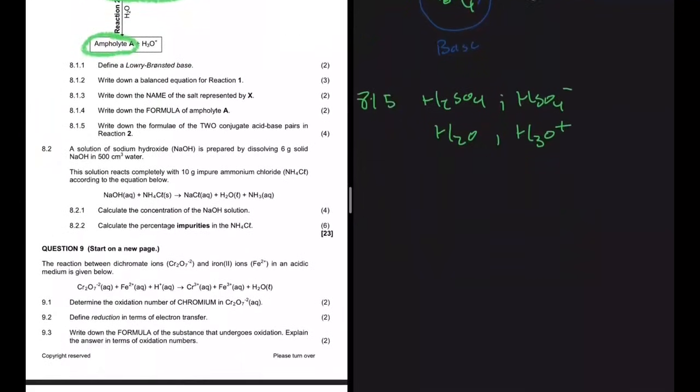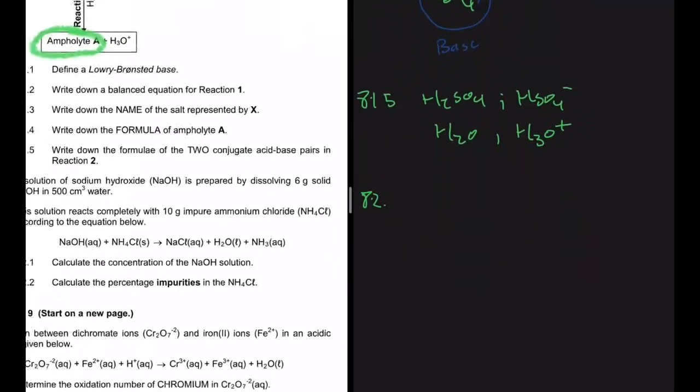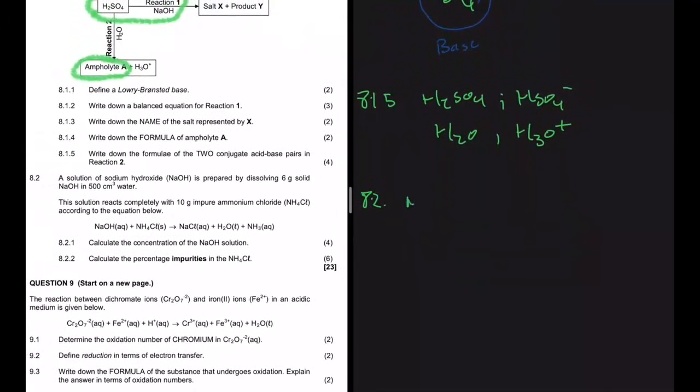Now let's move to 8.2. 8.2 says a solution of sodium hydroxide, NaOH, is prepared by dissolving 6 grams solid NaOH in 500 centimeter cube of water. This solution reacts completely with 10 grams of impure ammonium chloride, NH4Cl, according to the equation below. And there we have our equation, and it says calculate the concentration of NaOH.